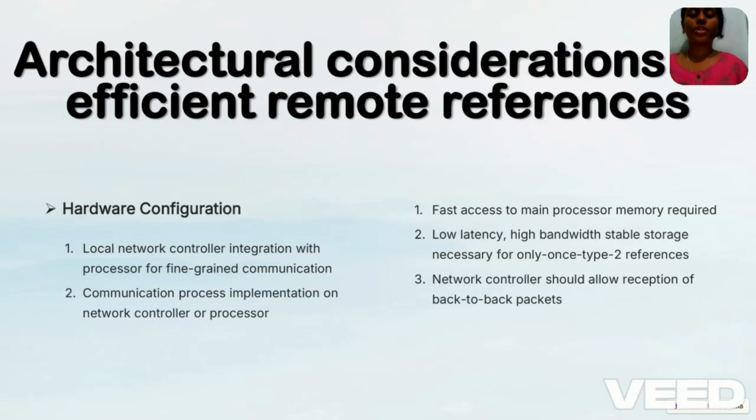Architecture considerations for efficient remote references: hardware configurations are used, like local networks, that control the integration with the processor for fine-grained communications. The communication process is implemented on the network controller or the processor. Fast access to the main processor memory requires low latency, high bandwidth, and stable storage, necessary for only once type 2 references. The network controllers should allow the reception of back to back packets.